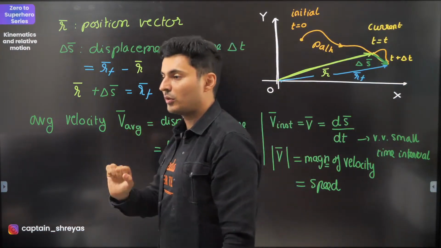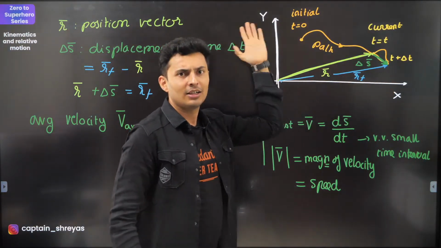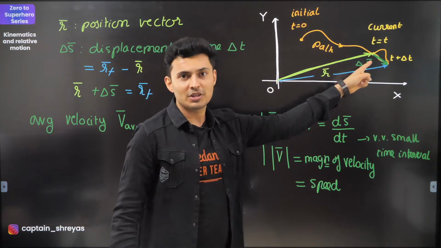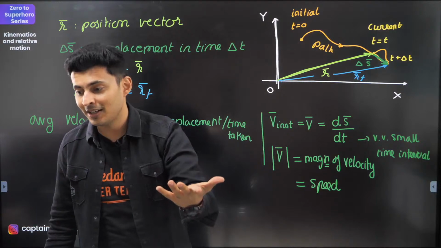I'm going to give you my short notes. Position vector. A particle is going in a path. This is the x-axis, this is the y-axis. Where the particle is, that is the position vector. Change in the position. What is the change in the position called?